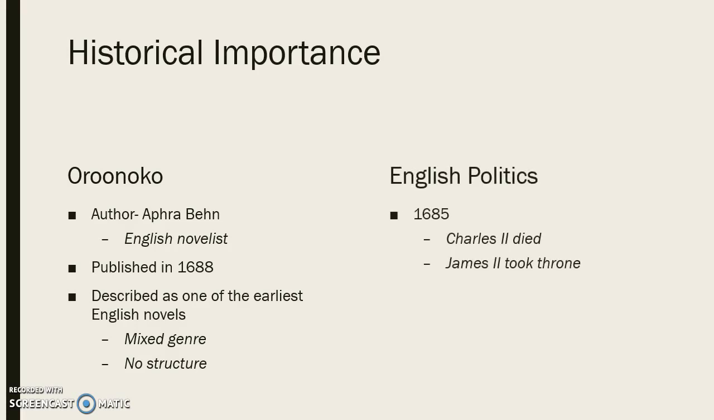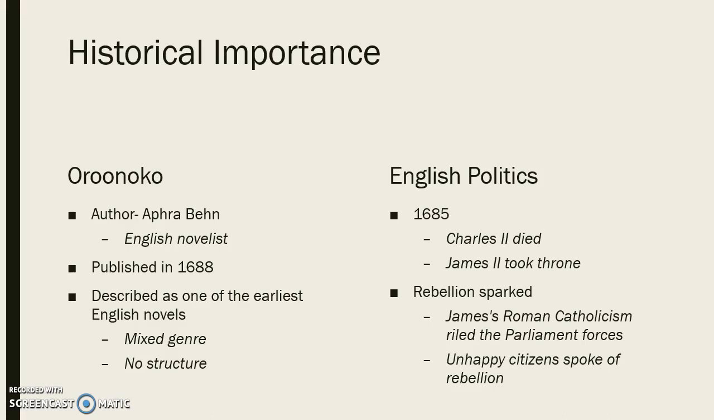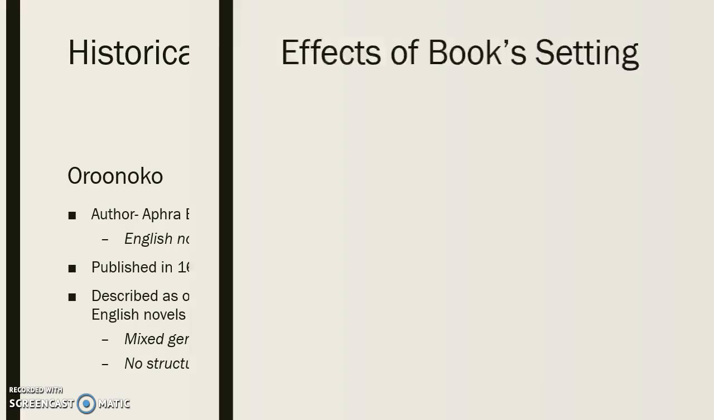Now, in the English politics, because history always reflects itself in the literature, in 1685, King Charles II died, and a new king took his throne. This was causing a rile-up with the citizens and the parliament because of James's Roman Catholicism. Many of the civilians were unhappy and they started revolting and they started riots, and it was not good because a king's word should never be gone against, and this is also reflected in the book.